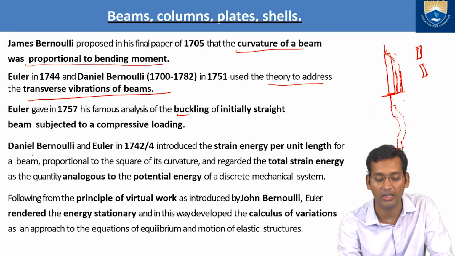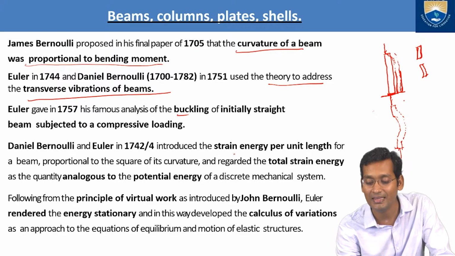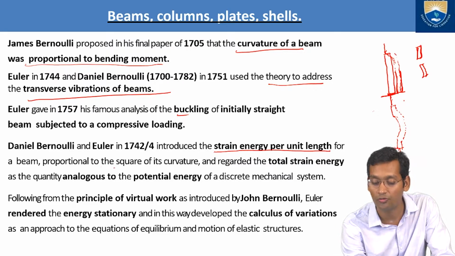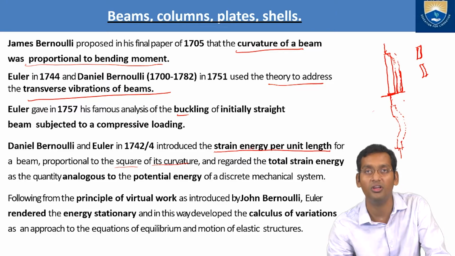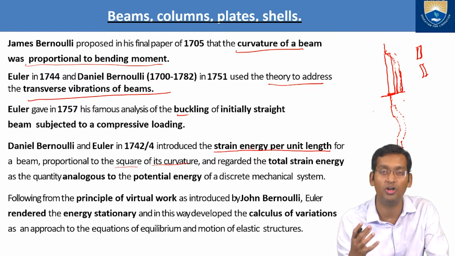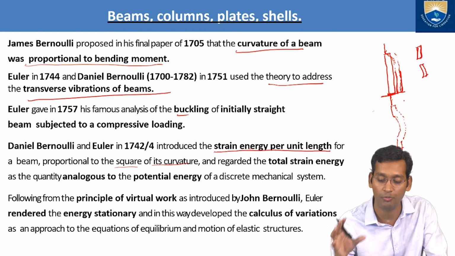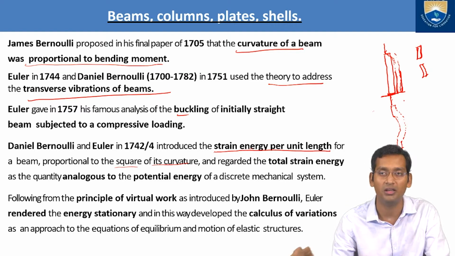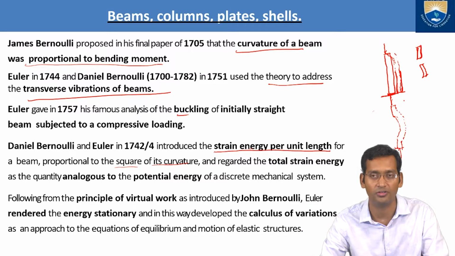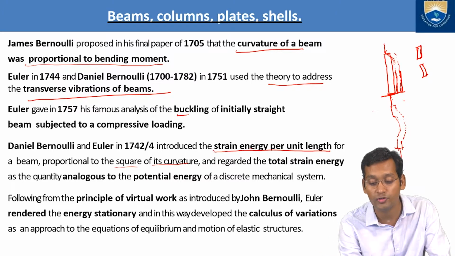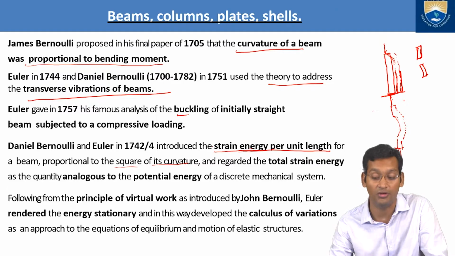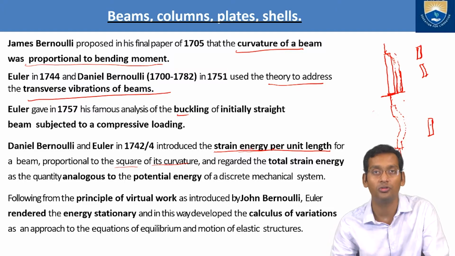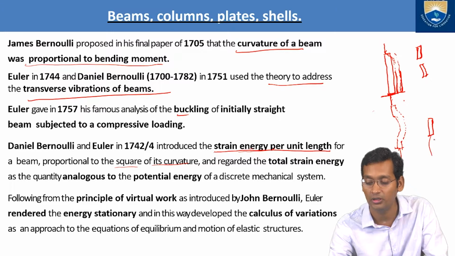Then Bernoulli and Euler again, in 1742, gave what? Strain energy per unit length for a beam is proportional to the square of its curvature. So the first thing is strain energy. The energy is stored by the body before the deformation, up to what it can sustain. After that, if you slightly increase the force, that beam or body will fracture or break. So the amount of energy stored before this is called the strain energy. Now it's obvious, it depends upon how much length is there. If shorter length, it can store less energy. If bigger length, it can store more.